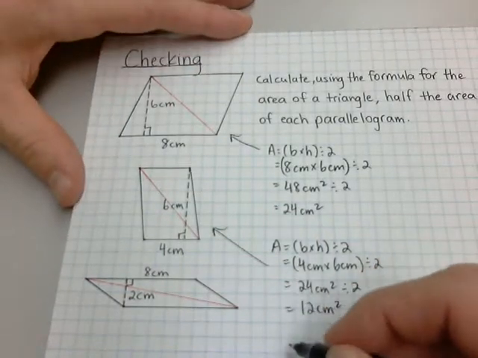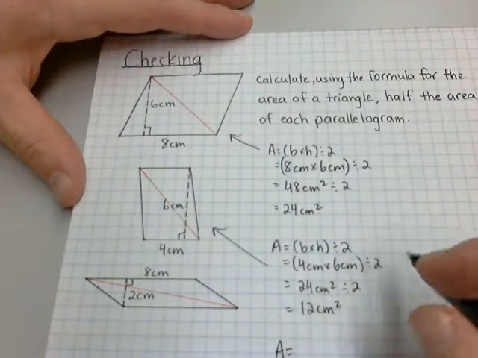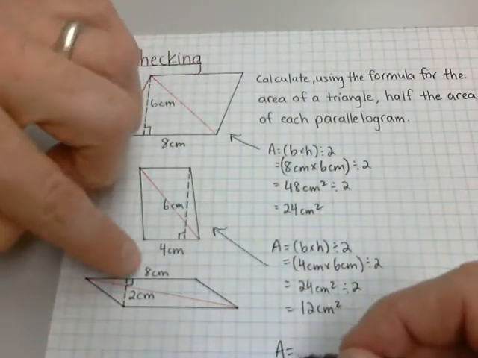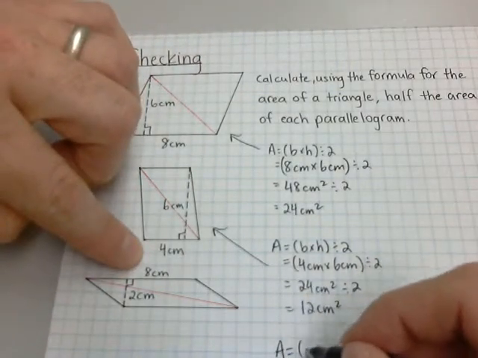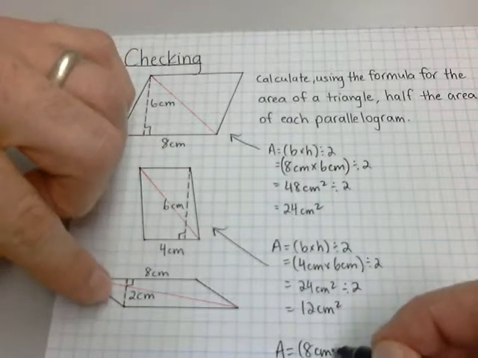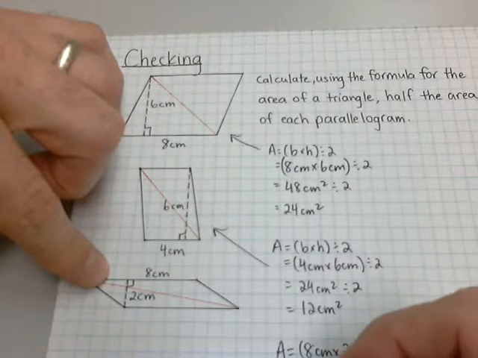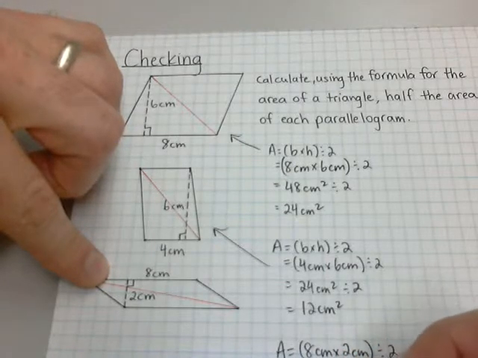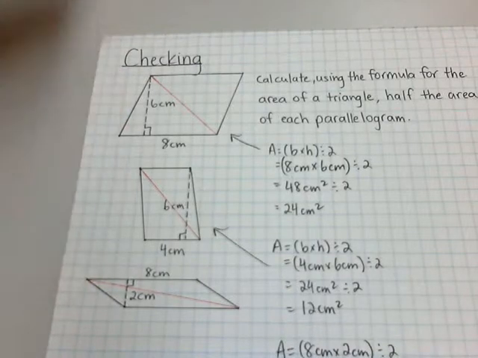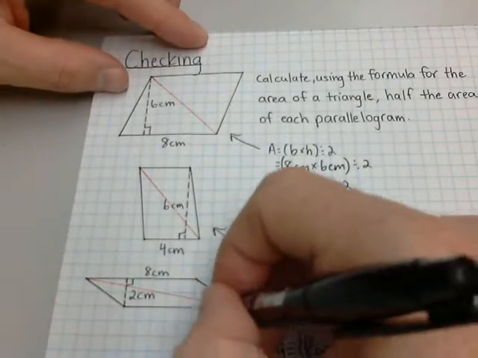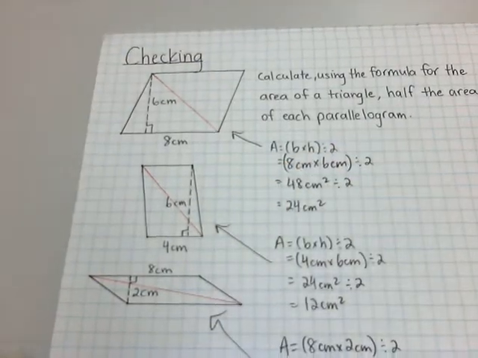Lastly, real quick, last example. The base is on a different side, but still the base. It's still 8 centimeters. The height is 2 centimeters. Divided by 2. 8 times 2 is 16 centimeters squared divided by 2, which is 8 centimeters squared. So 8 centimeters squared is the area of that triangle.